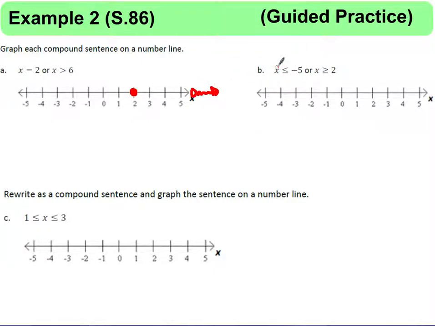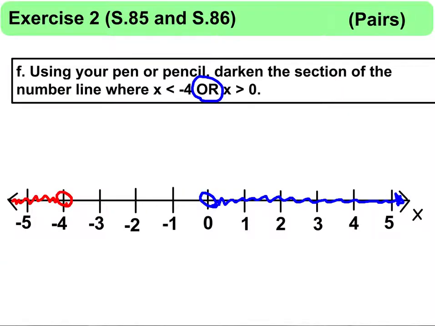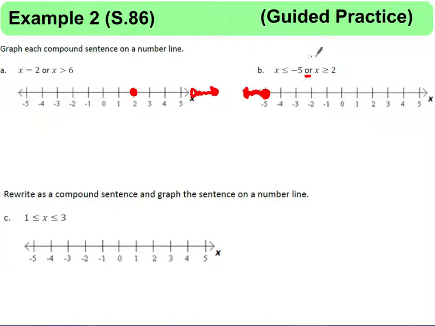In part B, x is less than or equal to -5, so we'll put a closed circle on -5 and shade to the left. Now note that it says OR, so we're expecting a certain characteristic. We're looking for this characteristic where it's going to shade in opposite directions. So it says x is greater than or equal to 2, and so we'll put a closed circle here and shade everything to the right.